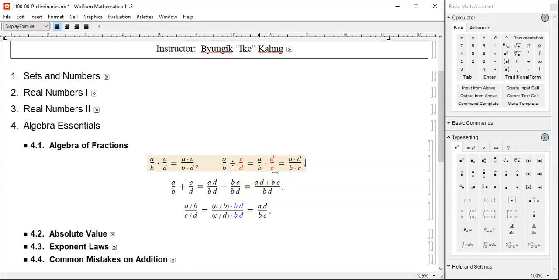Pay attention to this red part. Just reciprocal, flip over. And then you just have multiplying the numerator and multiplying the denominator. That's about it.